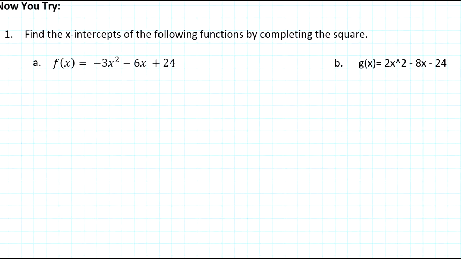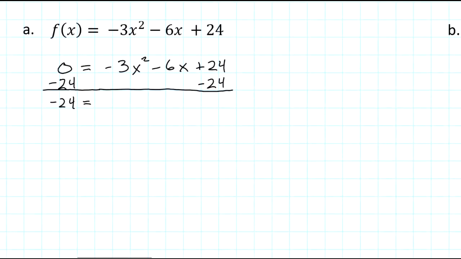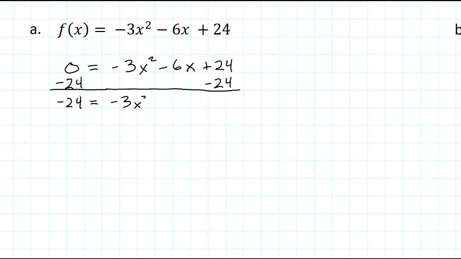So our first function for this set of problems is f of x equals negative 3x squared minus 6x plus 24. We set this equal to 0 to find the x-intercepts. 0 equals negative 3x squared minus 6x plus 24. And then we'll go ahead and subtract the 24 off of both sides to get it out of our way. So we have negative 24 equals negative 3x squared minus 6x.